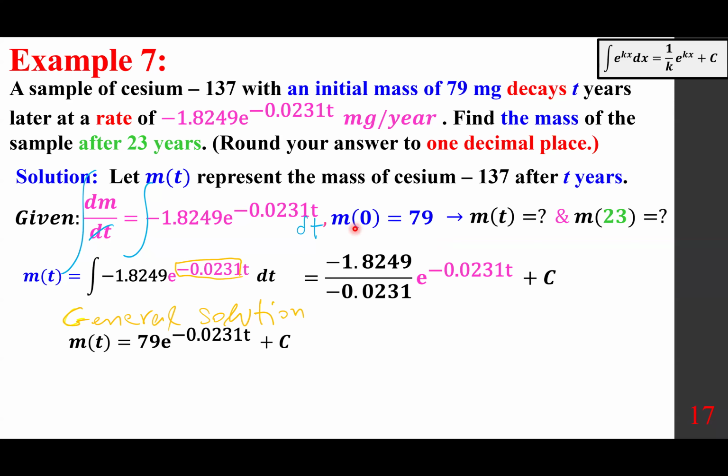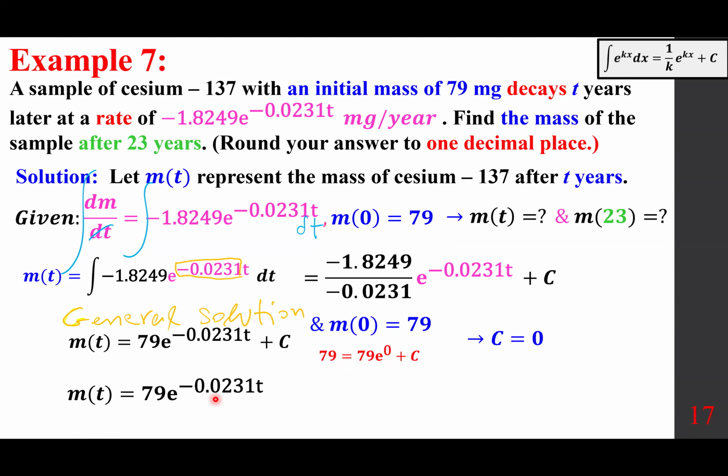But we have the initial value. When t is 0, m of 0 is 79. We plug in. E to the power of 0 is 1. 79 equals 79 plus c. The constant becomes 0. And m of t is 79 e to the power of negative 0.0231t. I hope you remember with the case of an exponential function, when it's an exponential growth, like y is y sub 0 e to the power of kt. When it's an exponential decay, y is y of 0 e to the power of negative kt in essence.